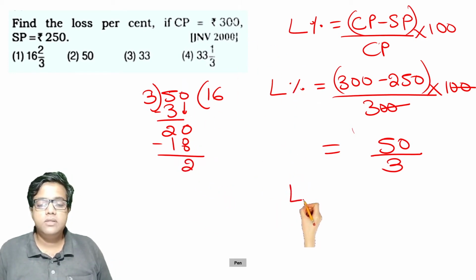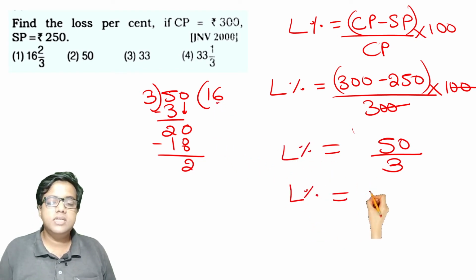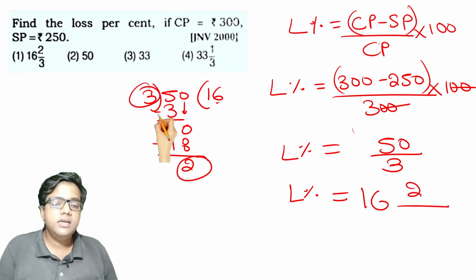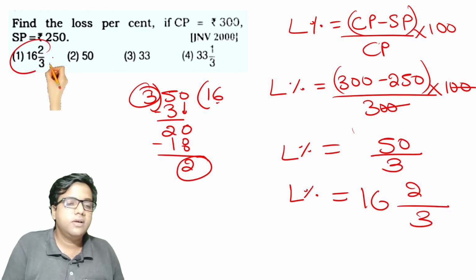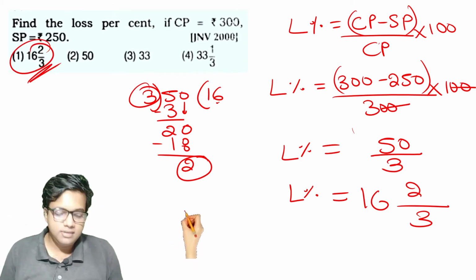So therefore, the loss percentage is equal to 16 as a whole number, 2 in the numerator and 3 in the denominator. 16 2 by 3. Option 1 is the right answer in this question.